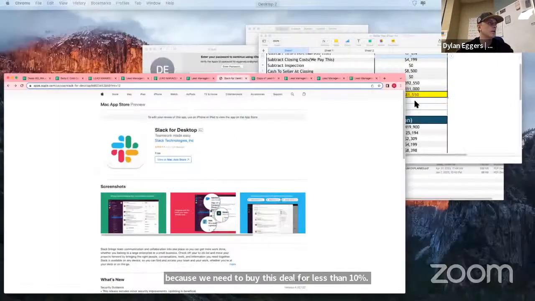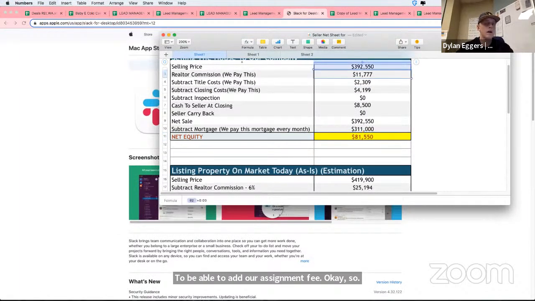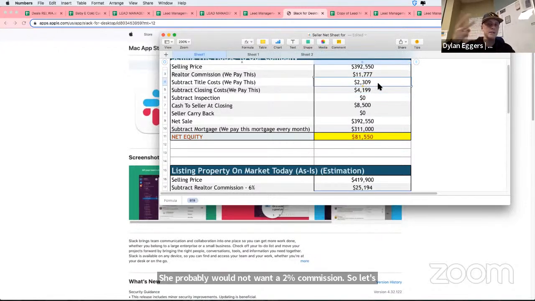Okay, so let me bring this back up. Now, I do think Teresa's right. She probably would not want a 2% commission, so let's offer her a 3% commission, right? So now we're already into the deal for 3%. If we offer the seller 7%, we're at a total of 10, plus closing costs, plus my assignment fee, we're well over probably 12 to 13%. So I need to offer her probably around 5.5% to 6%.